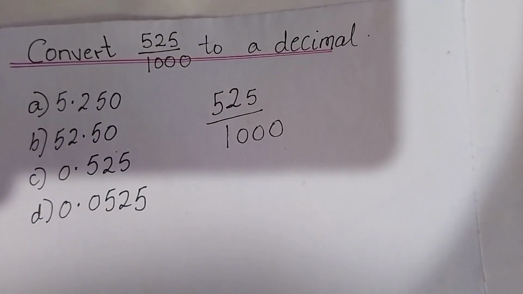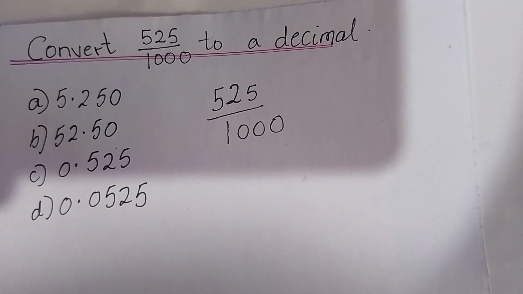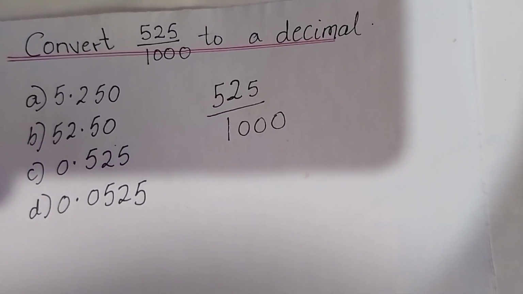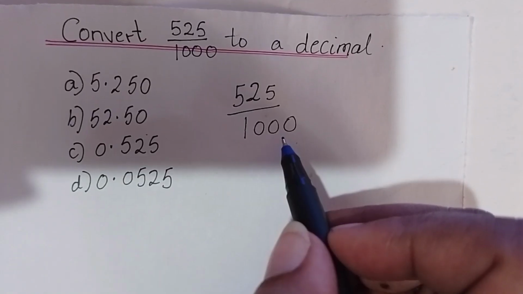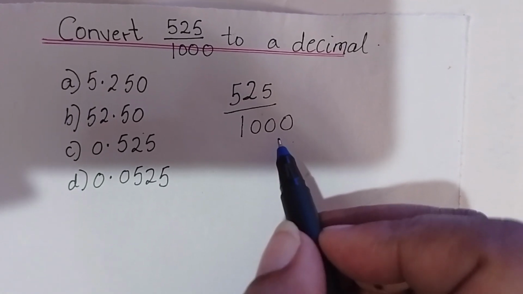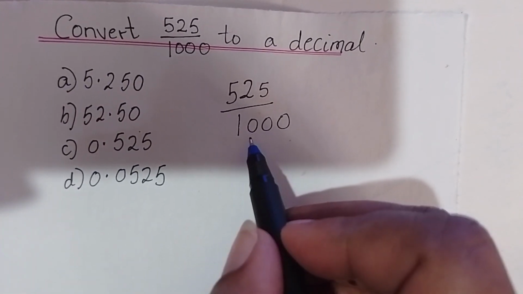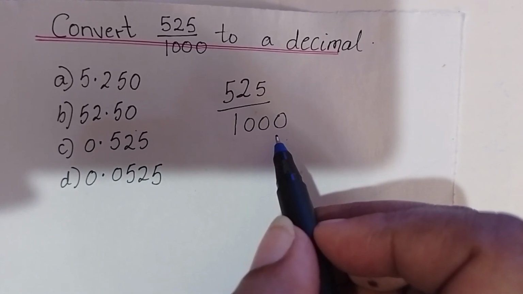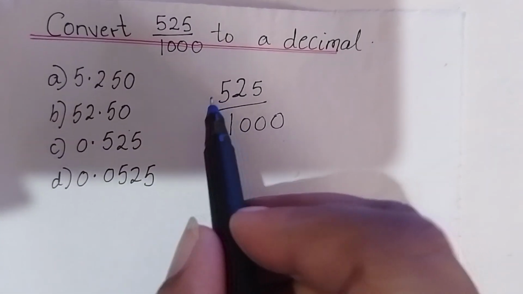So when you have a fraction where the denominator is a power of 10, like 10, 100 or 1000, converting it to a decimal is actually easy. Look at the number of zeros in the denominator. The number 1000 has 3 zeros, okay? That means our decimal point needs to move 3 places to the left from the numerator.